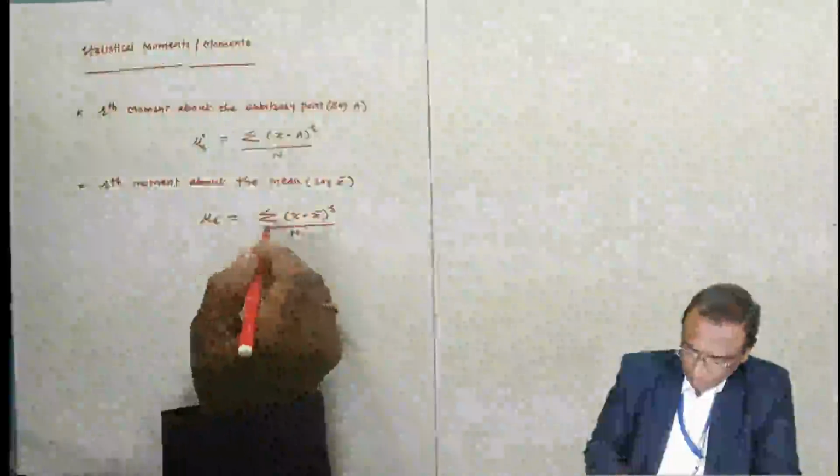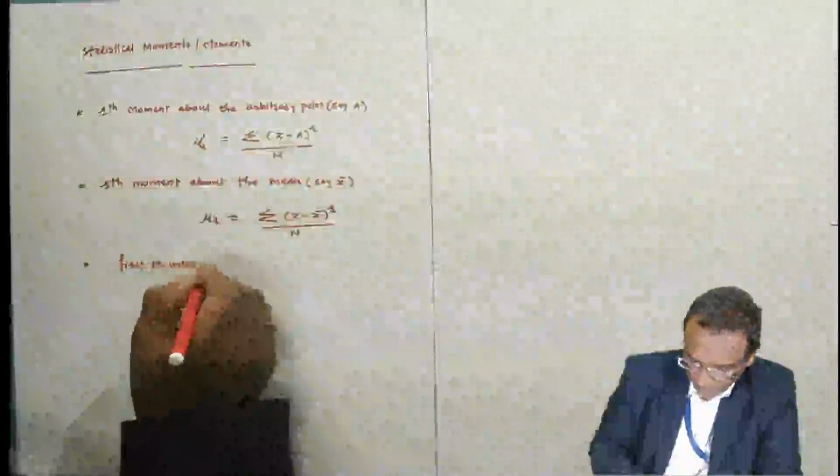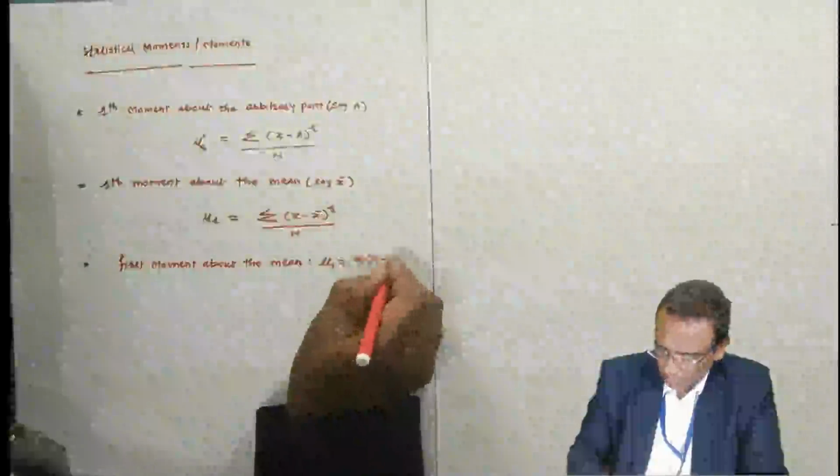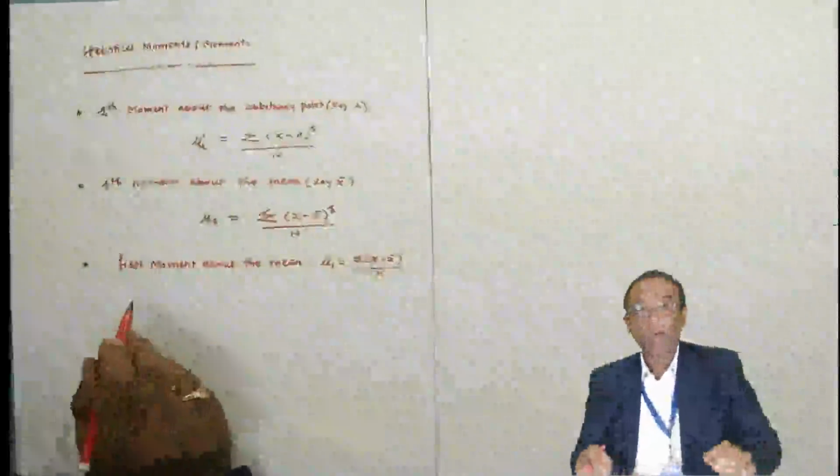Now, the first moment about the mean. That is mu1, which is summation of (x minus x bar) divided by n. This is the rth moment formula; put r equal to 1 simply. And the first moment about the mean is 0.